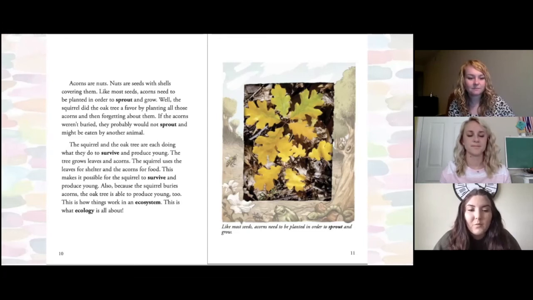This is how things work in an ecosystem. This is what ecology is all about. Let's read the caption. Like most seeds, acorns need to be planted in order to sprout and grow.